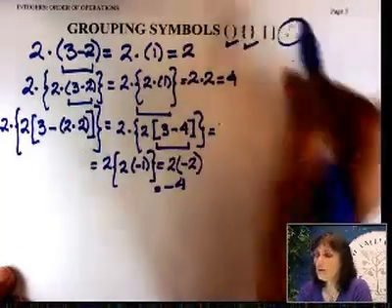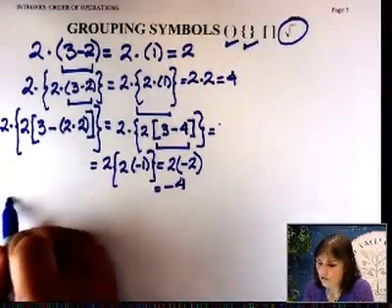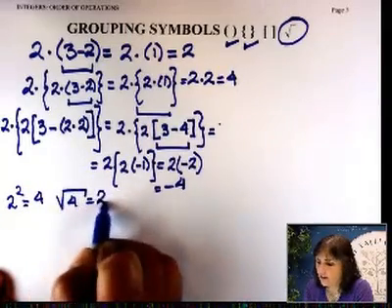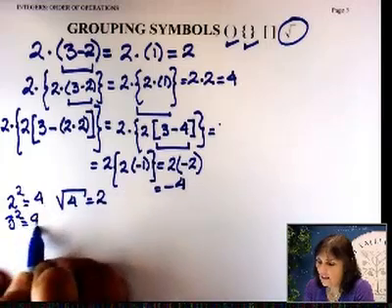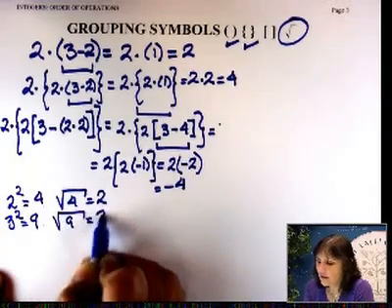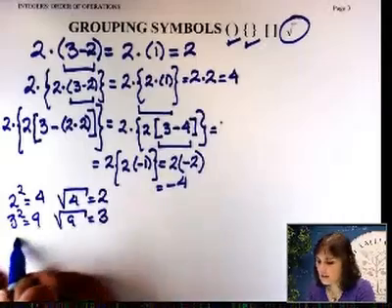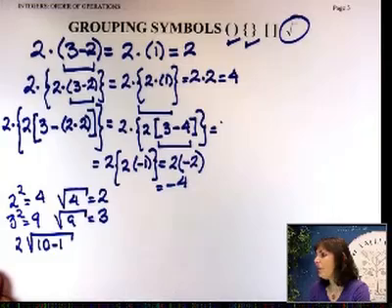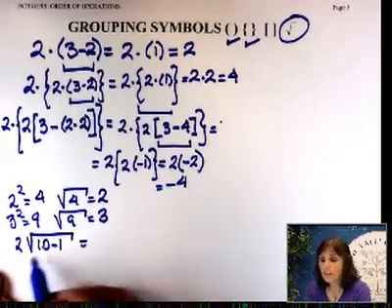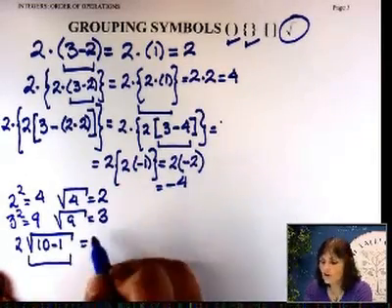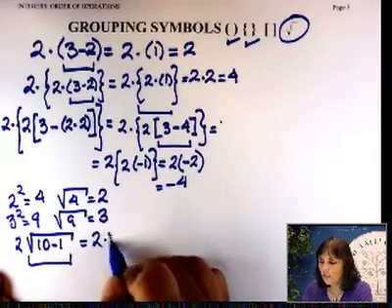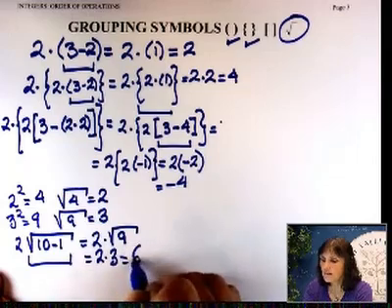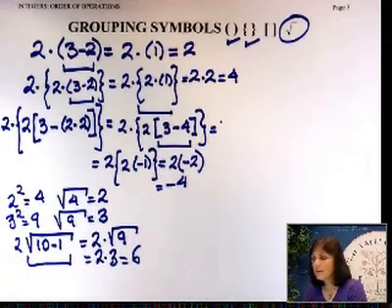Now another grouping symbol is square root. Remember, if 2 squared is 4, that means square root of 4 is 2. If 3 squared is 9, square root of 9 is 3. So what does that mean? When you see the square root in an operation like that, because they work like grouping symbols, you do this one first. 2 times 10 minus 1 is 9. Square root of 9 is 3. 2 times 3 is 6. So pay attention to the grouping symbols.